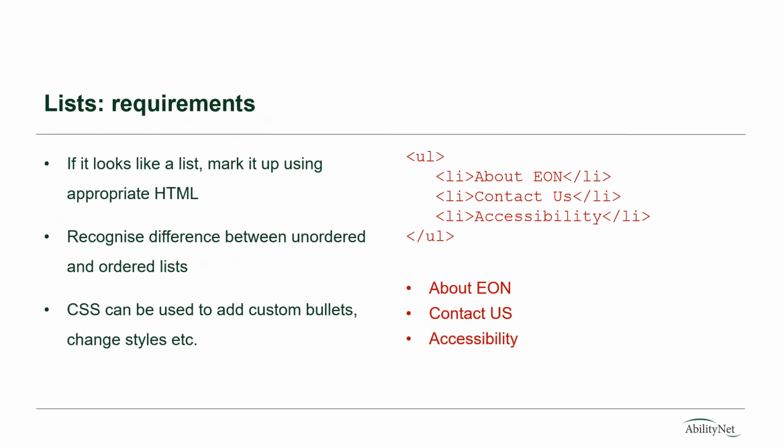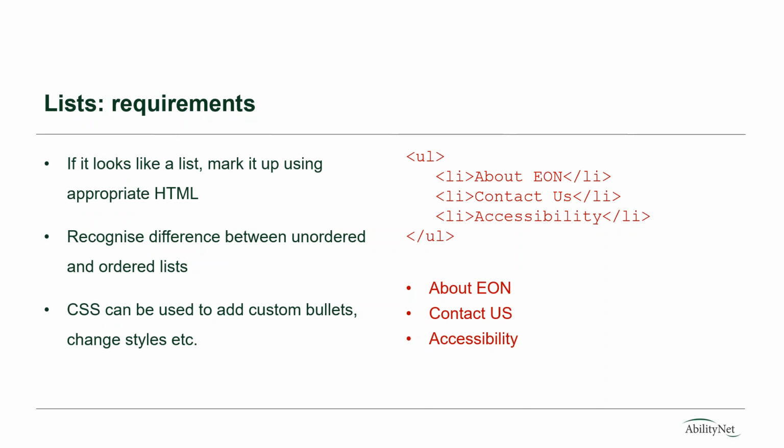The requirements for lists are very similar to those of headings. If it looks like a list, mark it up as a list using appropriate HTML. Now, there's 3 essential types of lists. 2 of them are ones that you use in day-to-day development. There's an unordered list and an ordered list. An unordered list is the example we have opposite. It uses the UL element, unordered list element, and that is really for content where the order does not matter.